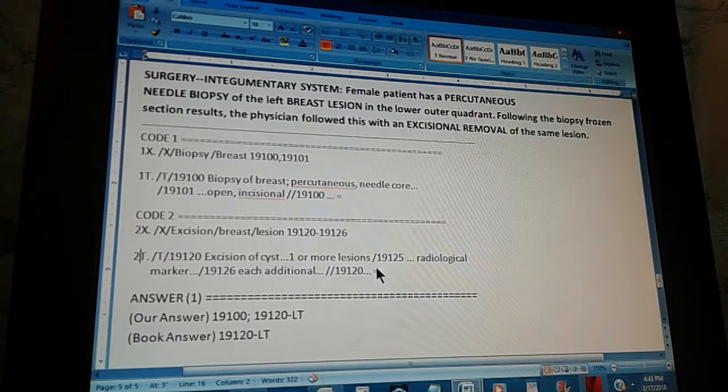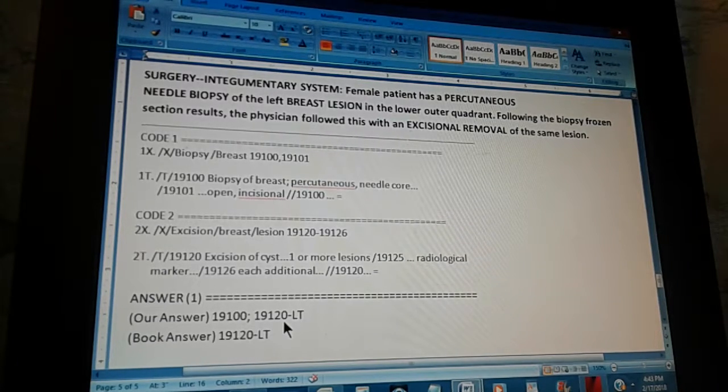And the modifier, the equal sign means that's the code, but we need a modifier because it's the left breast only. Not both breasts, but just the left breast. So our answer is 1 code for the biopsy and another code for the excision of the lesion of the left breast, right?